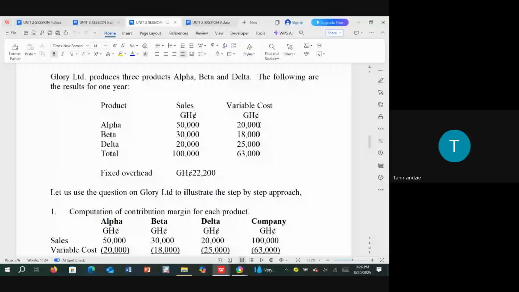Here too is the total variable cost. Okay, so the fixed cost given for the 3 products is 22,200. The question is, let us use the question on Glory Limited to illustrate the step-by-step approach.